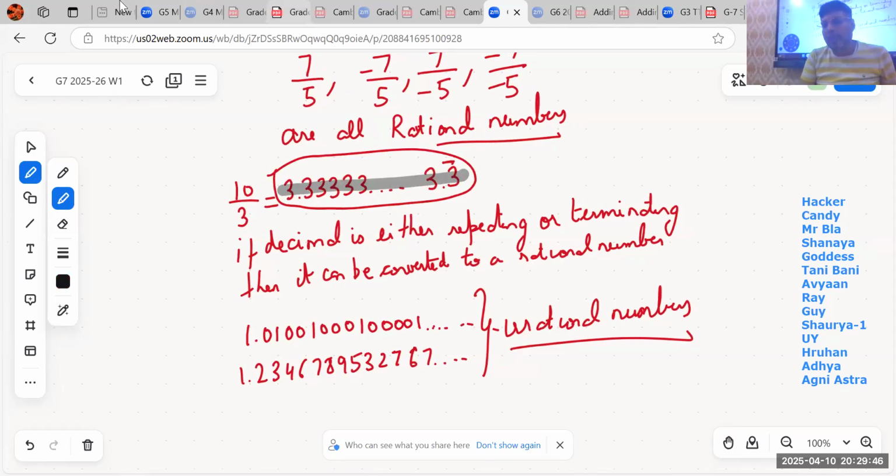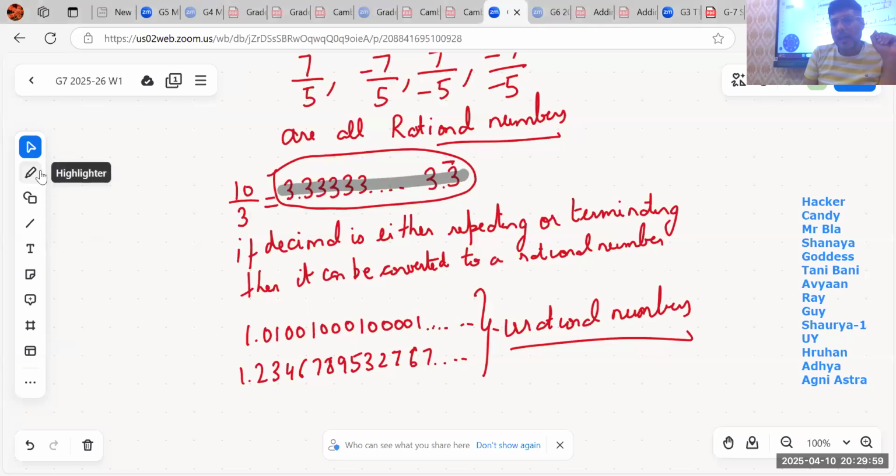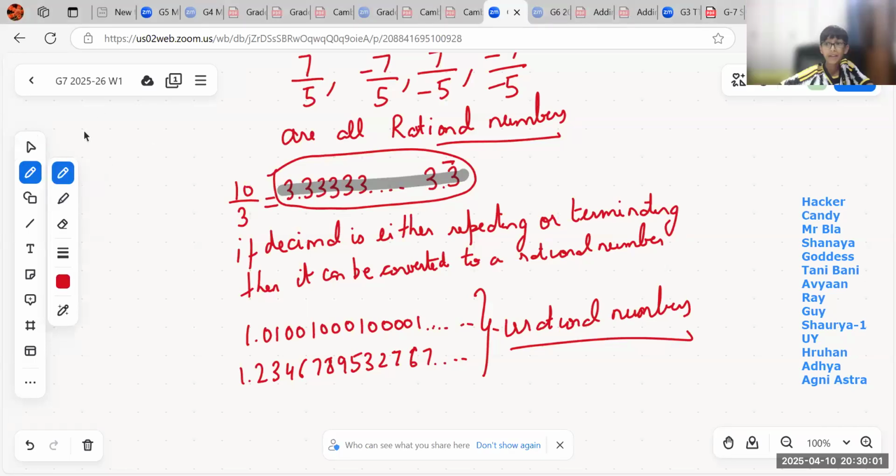This one is easy, you can see it is 10 by 3. But sometimes it will not be that simple and that visible. So then how will you convert? That you will learn in grade 9. For now, the definition. Yes, ask more. Sir, can irrational numbers ever become rational? No beta, they cannot become rational.